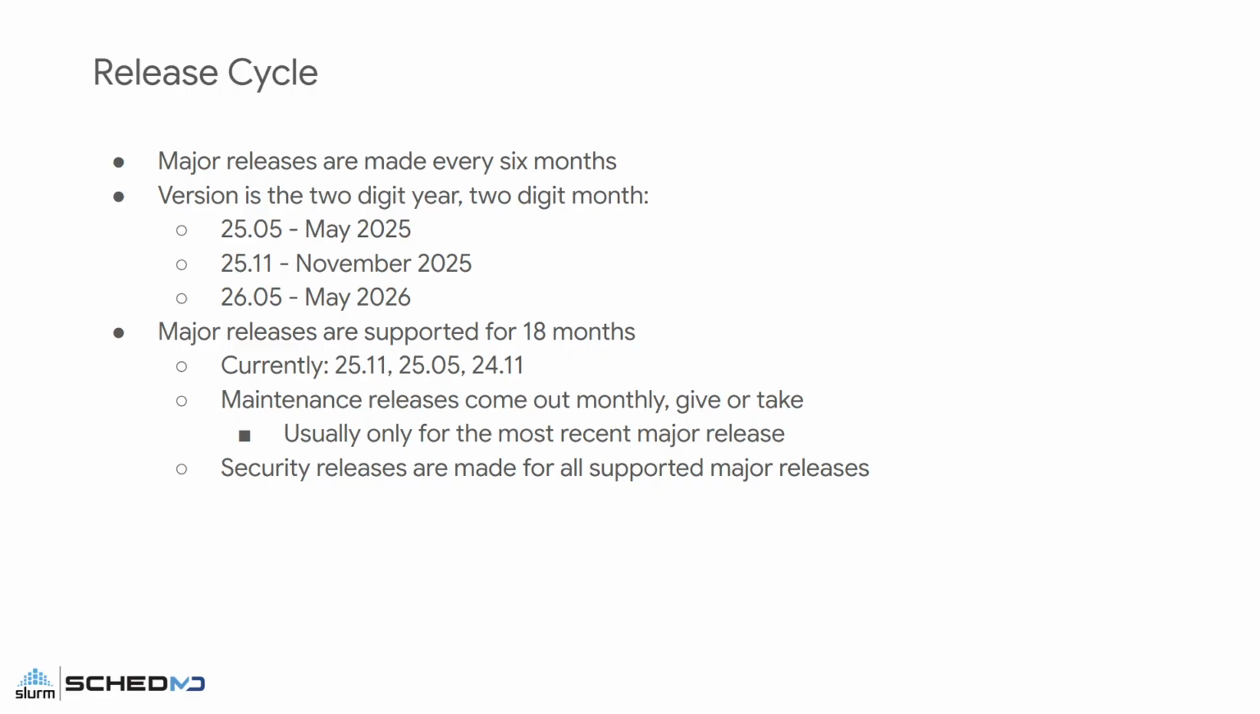Maintenance releases, the third digit that's not shown here, come out roughly monthly. Generally only made for the most recent major release. There is a little bit of overlap right as the new major release comes out, but generally our focus shifts to the most recent. The exception of this being for any sort of security release that will be made simultaneously for all of the supported major releases.